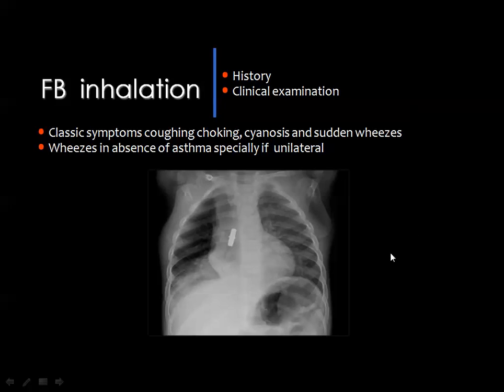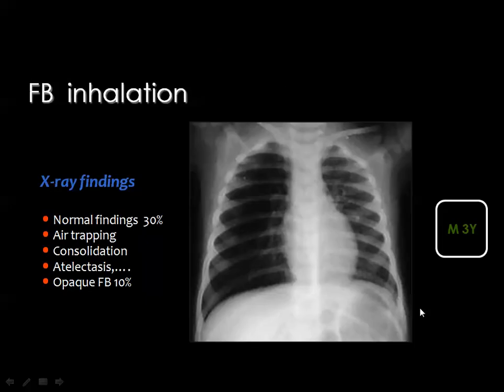Then a few words about foreign body inhalation. You know that the diagnosis is based on the history and the clinical examination. Many times you have symptoms like coughing, choking, cyanosis, and sudden wheezes, for example. And whenever you suspect foreign body inhalation, you may get a chest X-ray, and in a few situations you can detect the radiopaque foreign body, and you know that a small percentage of foreign bodies are radiopaque.